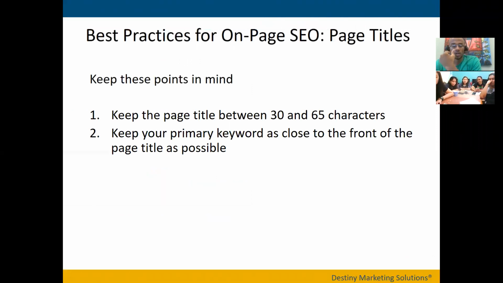Number 2, you want to keep your primary keyword as close to the front of the page title as possible. Going back to our learning how to sing example with Joy's website, our primary keyword there was singing lesson. So you want to make sure that singing lesson is at the front. Maybe singing lesson, 7 tips to become a better singer. That would be a really good optimized page title.